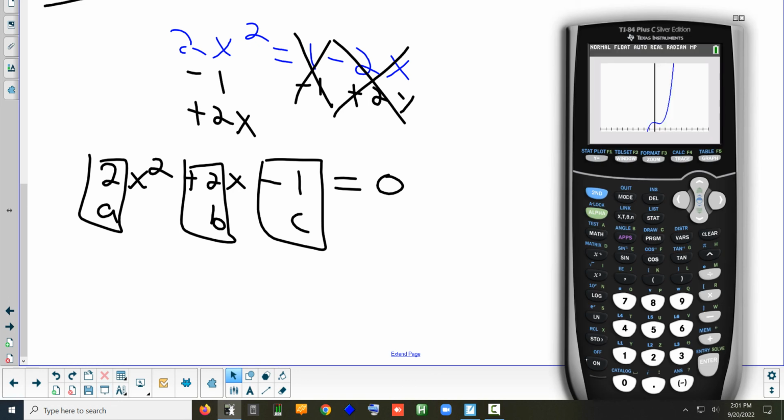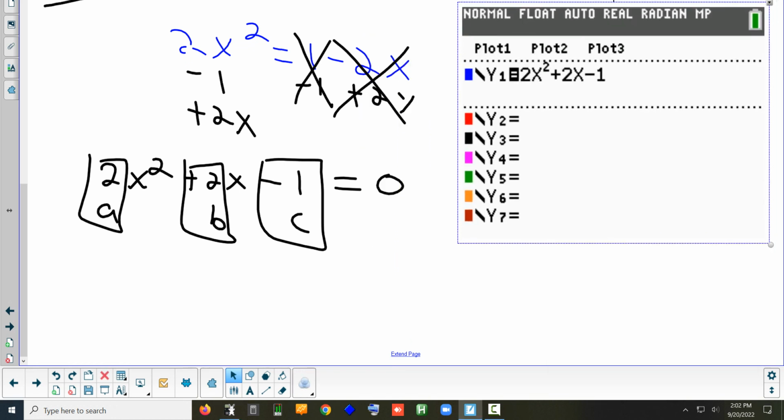All right, so let's type that in. If you have anything in there, you can just clear it out. We're going to put in 2x squared plus 2x minus 1. Okay, so when you type it in, it should look just like that.